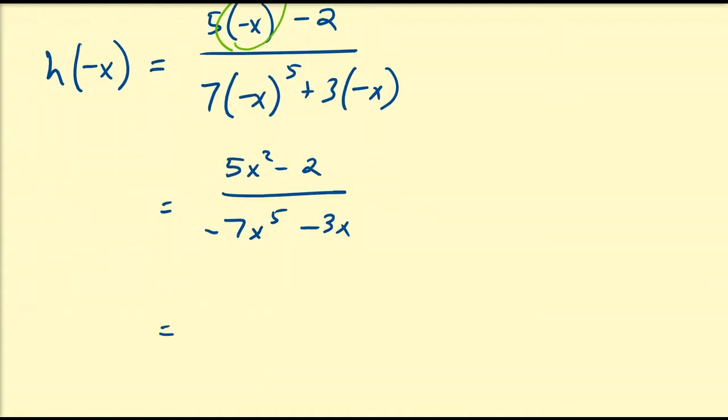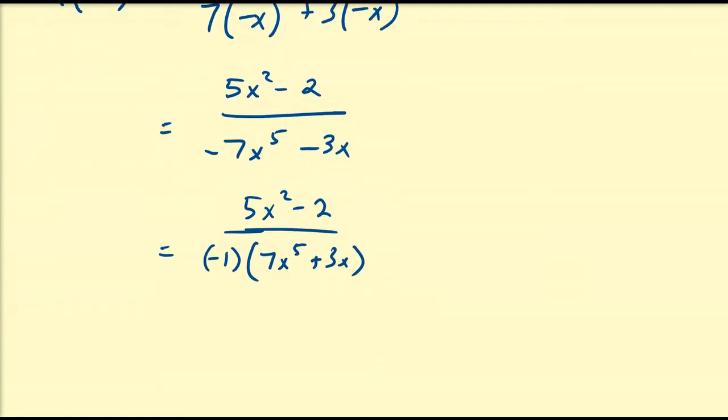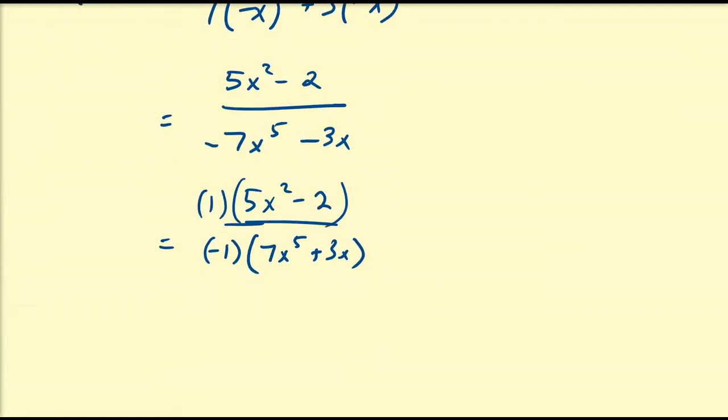So I can't really do anything to the top, so I have 5x squared minus 2. I have a couple negative signs, so I can factor out a negative 1 out of the bottom, leaving me with 7x to the fifth plus 3x. So we have 1 divided by negative 1. We can just write that as negative 1. So we have negative 5x squared minus 2 all over 7x to the fifth plus 3x.